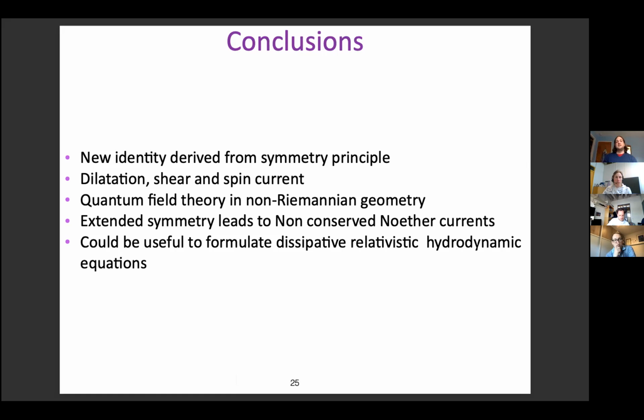Then these quantities, dilatation, shear and spin current, have some non-conserved Noether current equations, because they are extended symmetries. They are not symmetries of the action, but the action transforms in a particular way. So you can track back what equation you get as a result. And our point is that this could be useful to formulate dissipative relativistic hydrodynamics.